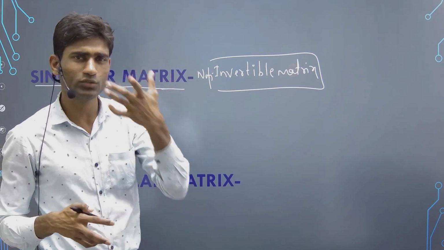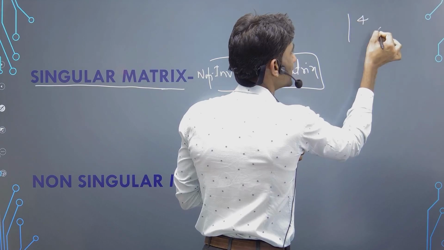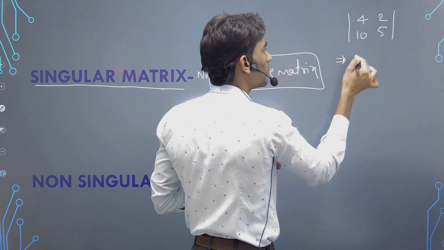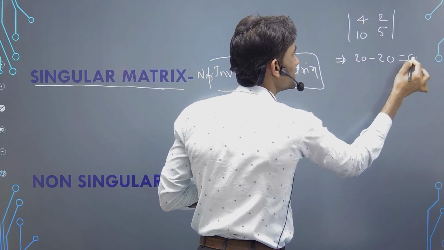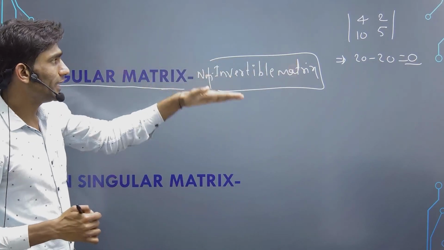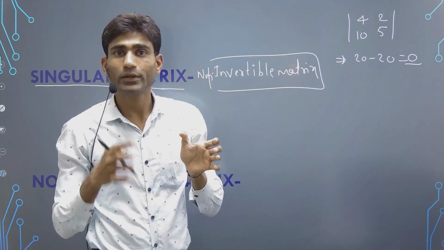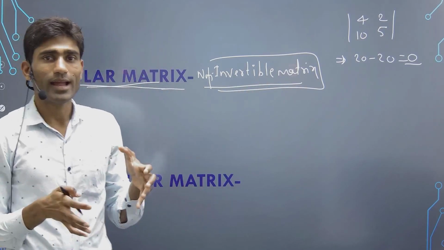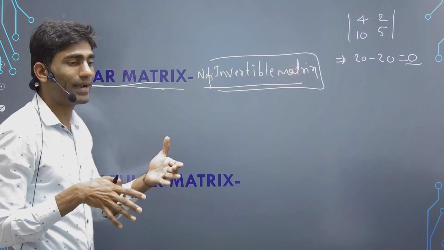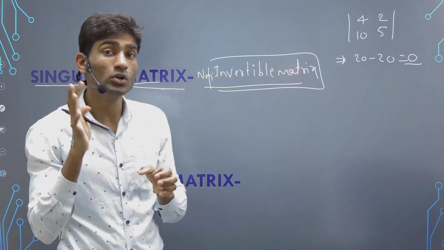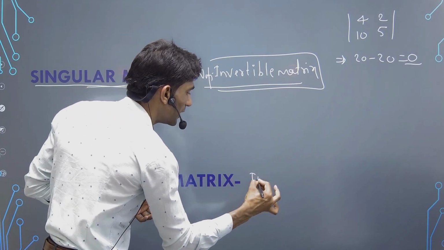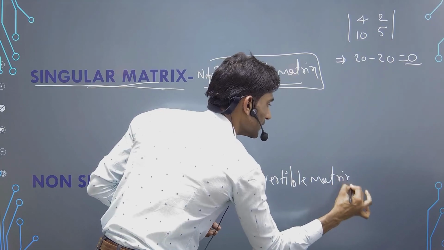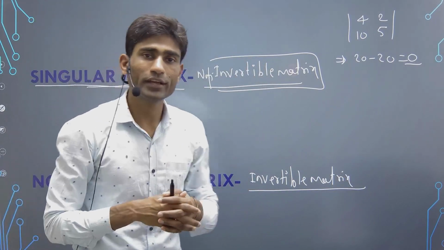Now let me explain one short example. If I consider a 2 by 2 matrix and find its determinant, 20 minus 20 gives us 0. Here the determinant of the matrix is 0, so we consider it a singular matrix or non-invertible matrix. Now the remaining part: a non-singular matrix means the determinant is non-zero, and we consider it an invertible matrix. These two definitions are important for today's topic.